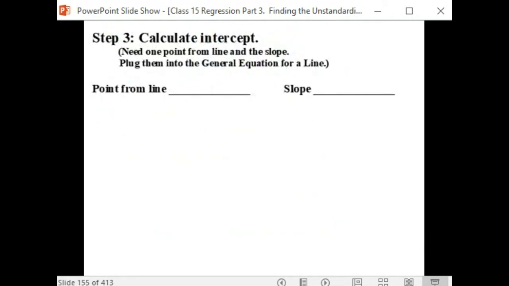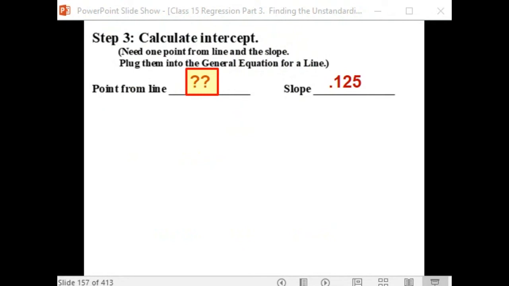Now, as you know, to calculate the intercept, we need 2 things. First, we need the slope. Second, we need to know the coordinates of a point on the line. Now, we just calculated the slope. The slope is 0.125. So we'll write it here. But what do we do about finding a point on the line? How can we find the coordinates of a point on the regression line?